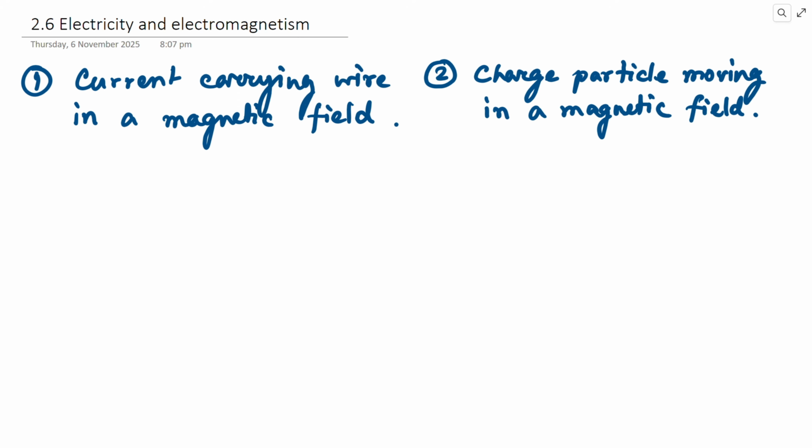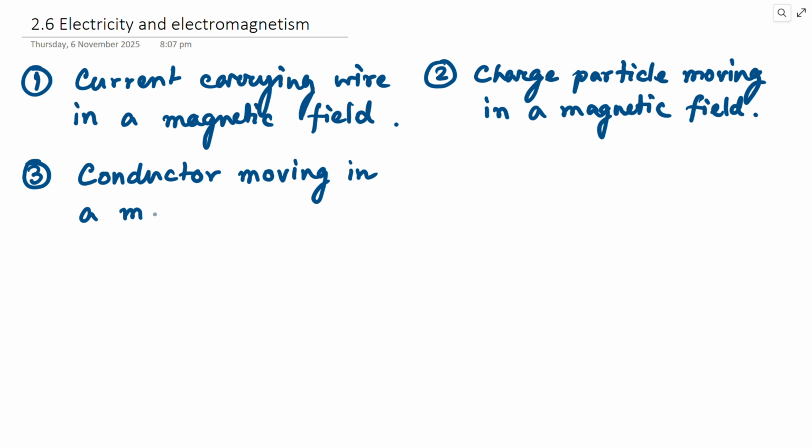Number three is a conductor. So we know what conductors are and how they are different from insulators. So a single conductor which is moving in a magnetic field. It's placed and moving in an external magnetic field, and that's our third example of electromagnetism.